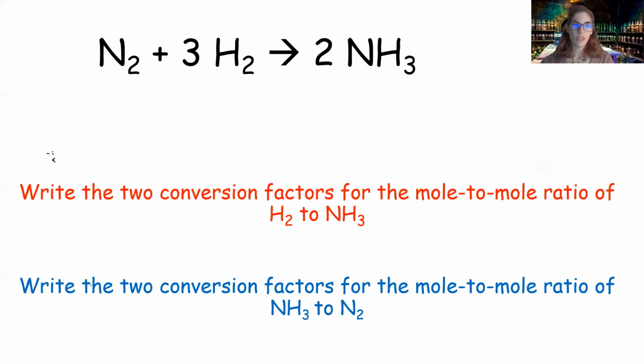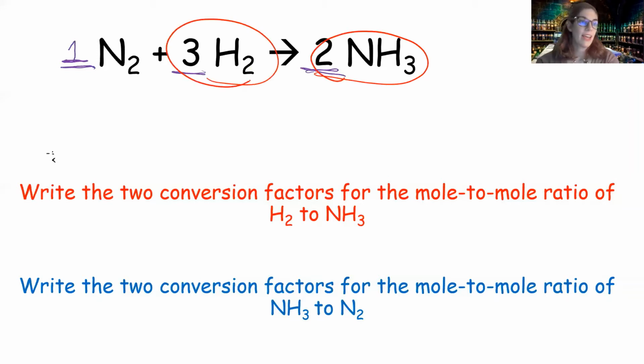Remember that the coefficients are what tells us the number of moles, or in other words, the amount. If there is no coefficient in front, that represents a 1. And if it makes you feel better, you can actually just write that out in front there so that you have it. If we were to write the conversion factors for the mole-to-mole ratio between ammonia and hydrogen, then we would apply the same concept. The chemical equation tells us that for every 3 moles of hydrogen, we produce 2 moles of ammonia.